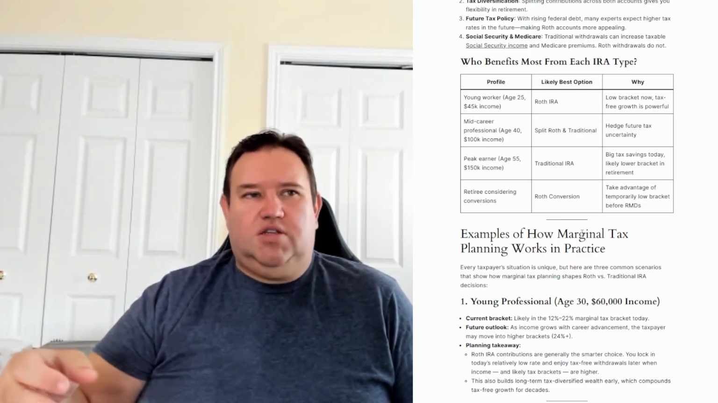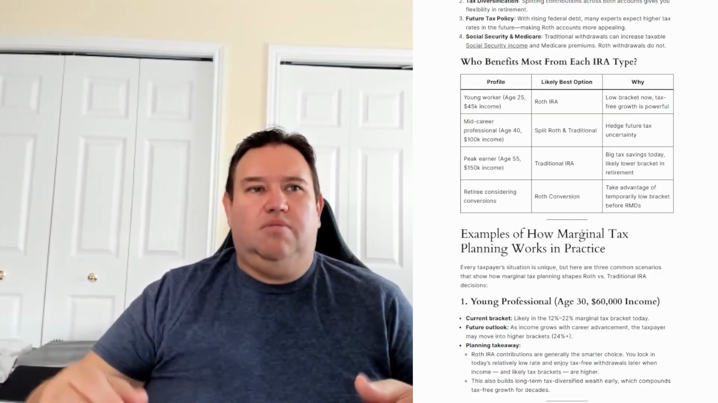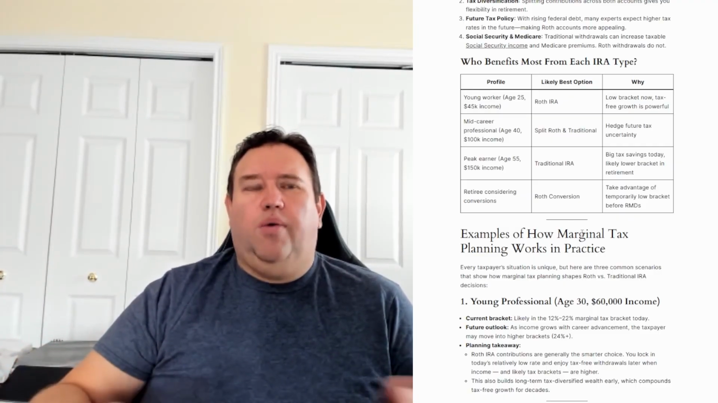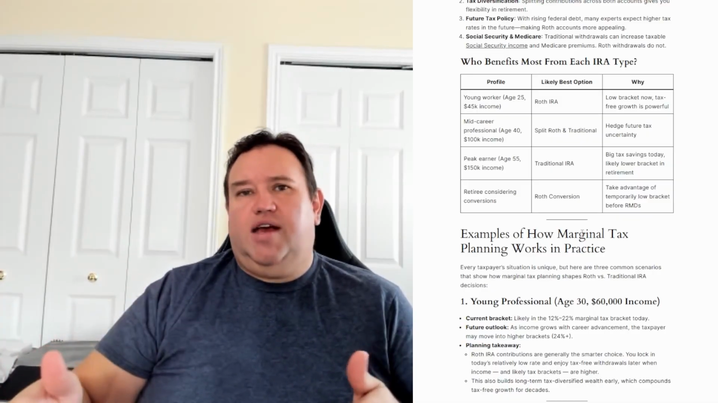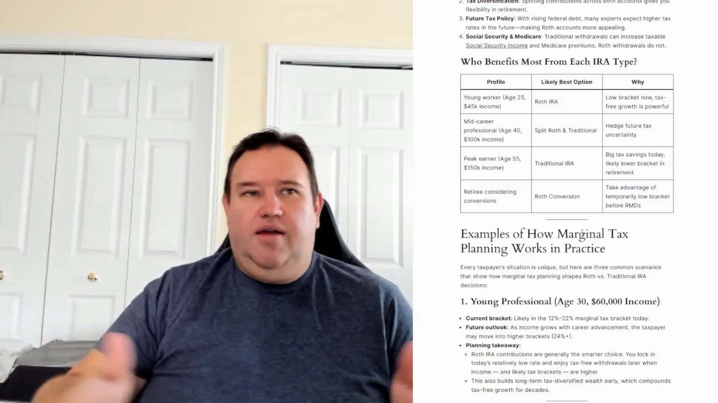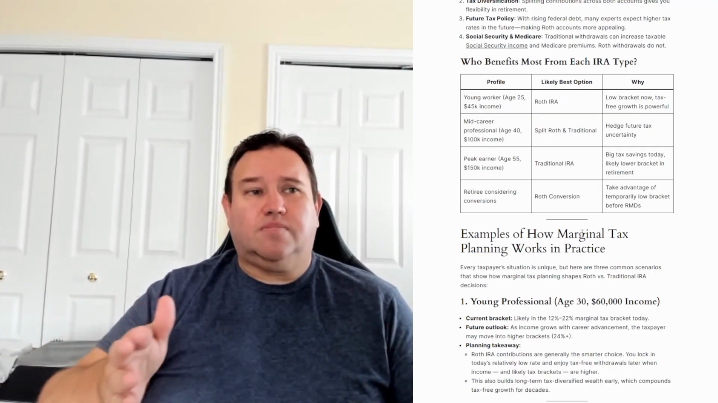A mid-career professional, about age 40, with about $100,000 in income, might split between a traditional and a Roth. They have a lot of years ahead of them, and there's future tax uncertainty, so it might be more about a year-by-year tax planning strategy.